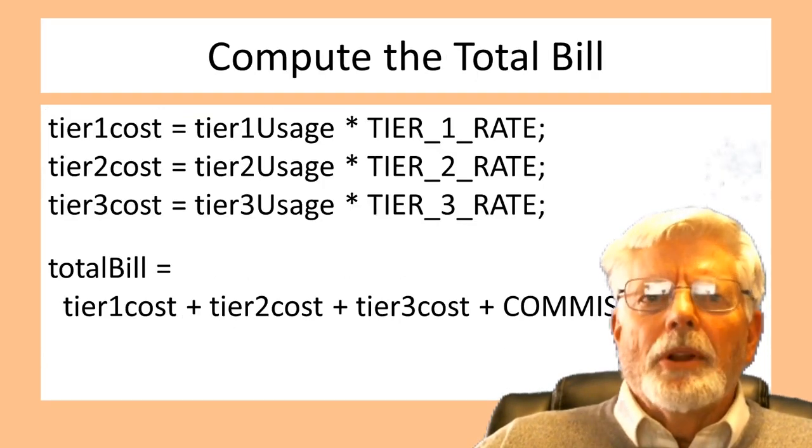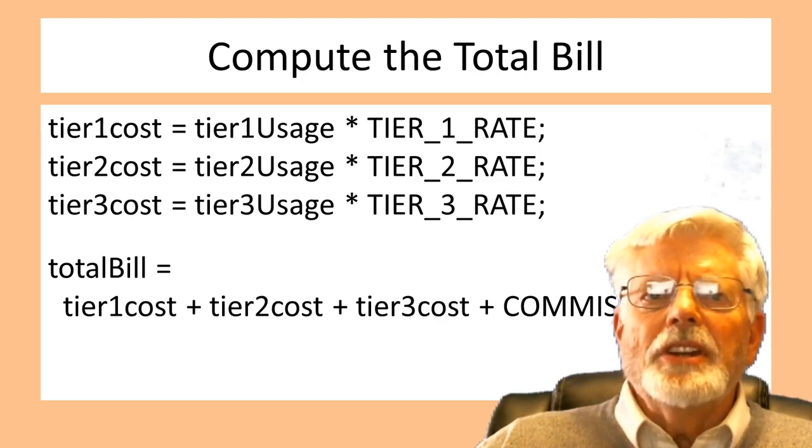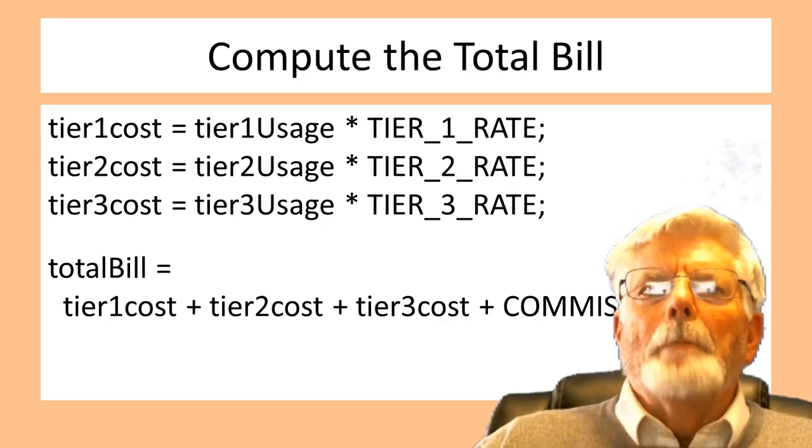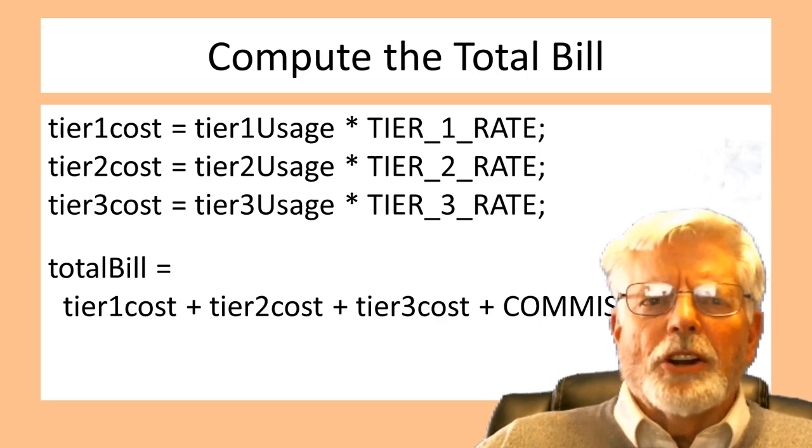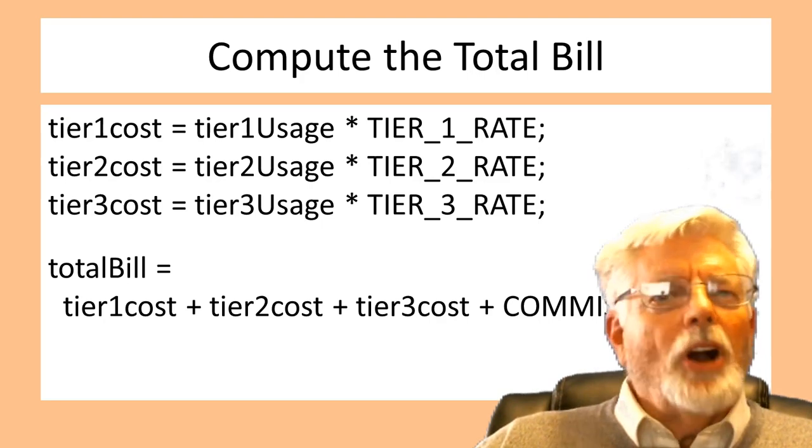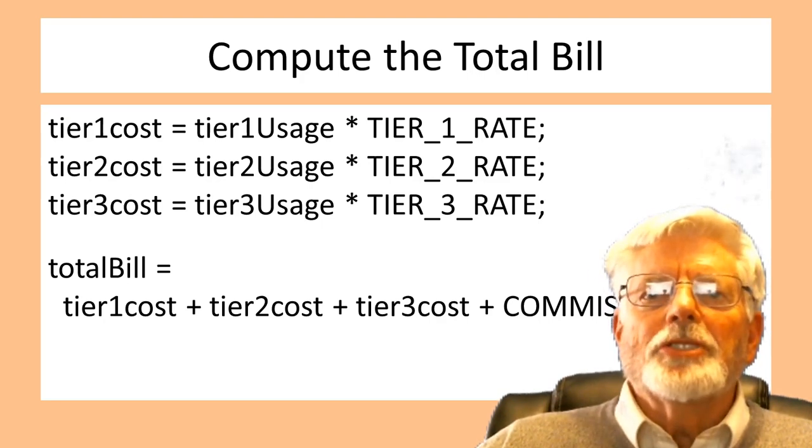To compute the bill, first compute the charge for each tier. This is going to be easy. Just multiply the usage by the billing rate for each tier. The total bill is going to be the cost for each tier plus the commission tax.